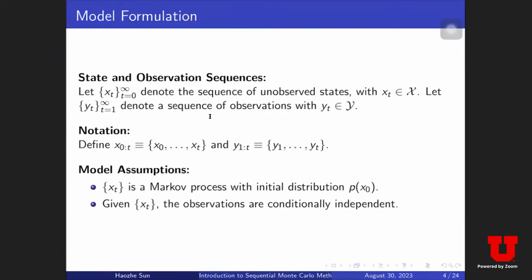Let xt denote the sequence of unobserved states, and yt denote a sequence of observations. We can define x0 to t equals x0, x1, x2, up to xt, and y1 to t equals y1 up to yt. And we make two assumptions. The first one is that xt is a Markov process with initial distribution px0.